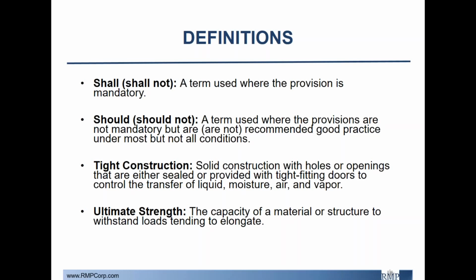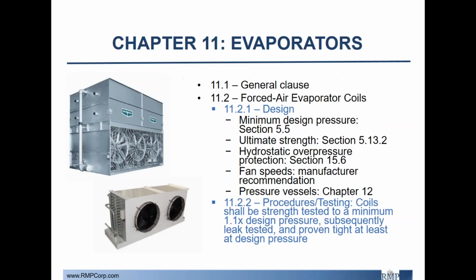Tight construction is a solid construction where any openings are closed or sealed and would not allow liquid, moisture, air, or vapor to seep through the joint or the area of contact. Ultimate strength is the capacity for the material structure to withstand loads that tend to elongate. So this would be part of the equipment ID information coming from the manufacturer. It kind of ties into the metallurgy and composition of the materials.